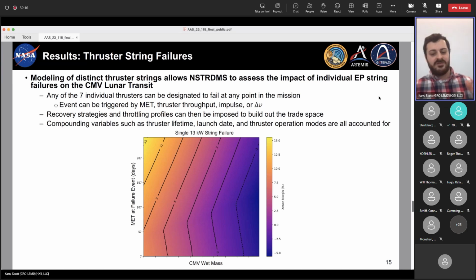In the upper left, you have a fairly light CMV with a very late failure, and so the result is a really good propellant margin at the end of that trajectory. Then down to the bottom right, we have a very heavy CMV with essentially a day one failure of a 13 kilowatt string thruster, which is one of our priority thrusters. Those cases, at least in the strategy used for this analysis, exceed our available propellant margin. So those are infeasible trajectories. We just don't have the fuel to complete that mission.